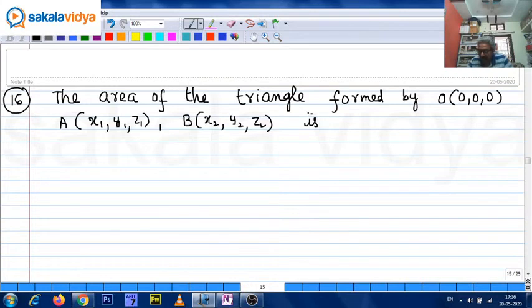Sir, I have one doubt. Minus m is to n and m is to minus n, both are same. Yes, both are same. No doubt, both are same.